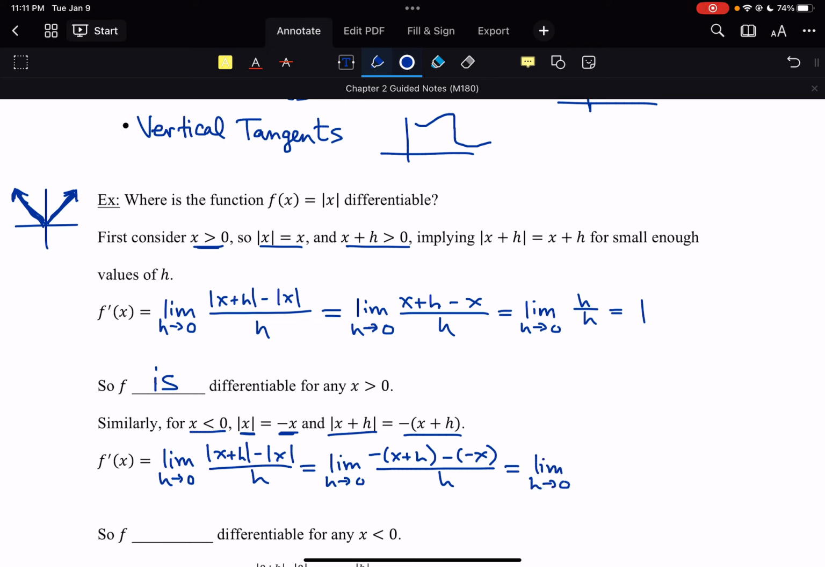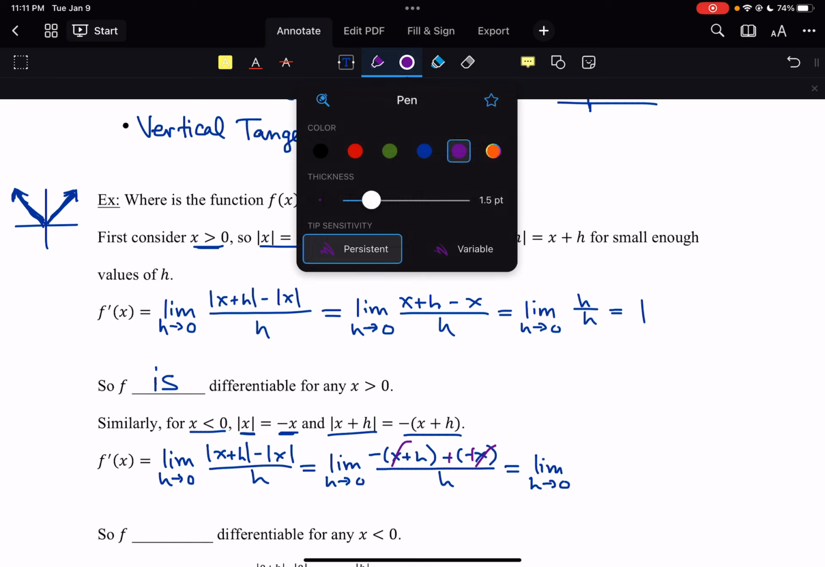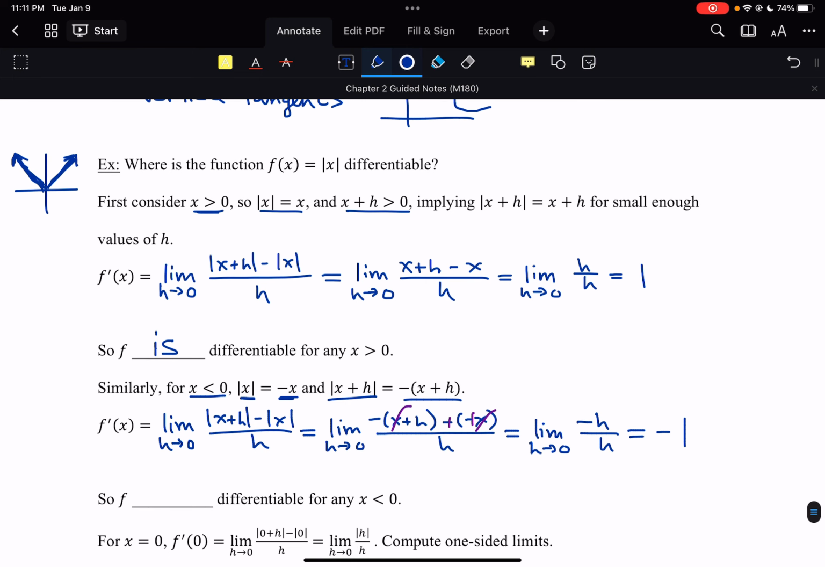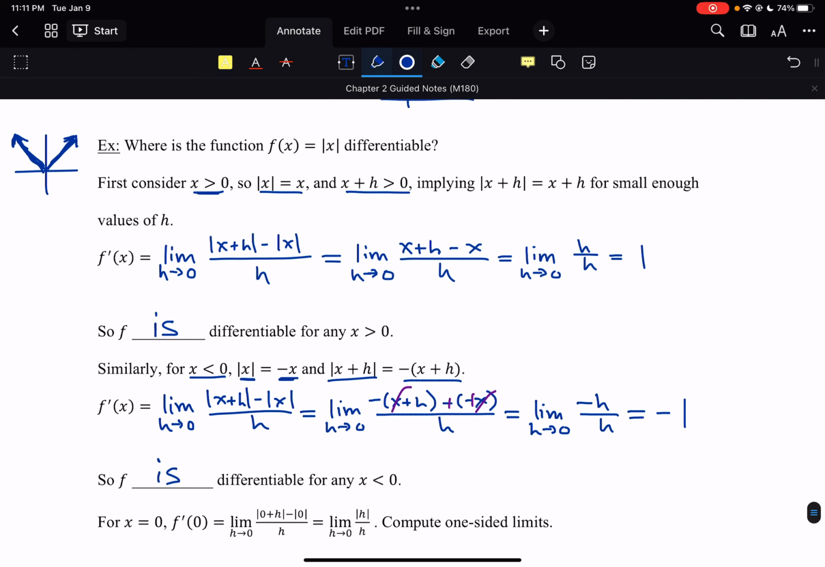We still get some cancellation here, so notice we get a negative x here and a positive x here. But this negative distributes, so we have a negative h over h, which gives us a negative 1. So f is also differentiable for any x less than 0, right? The derivative exists, and it is negative 1 at all of these values.